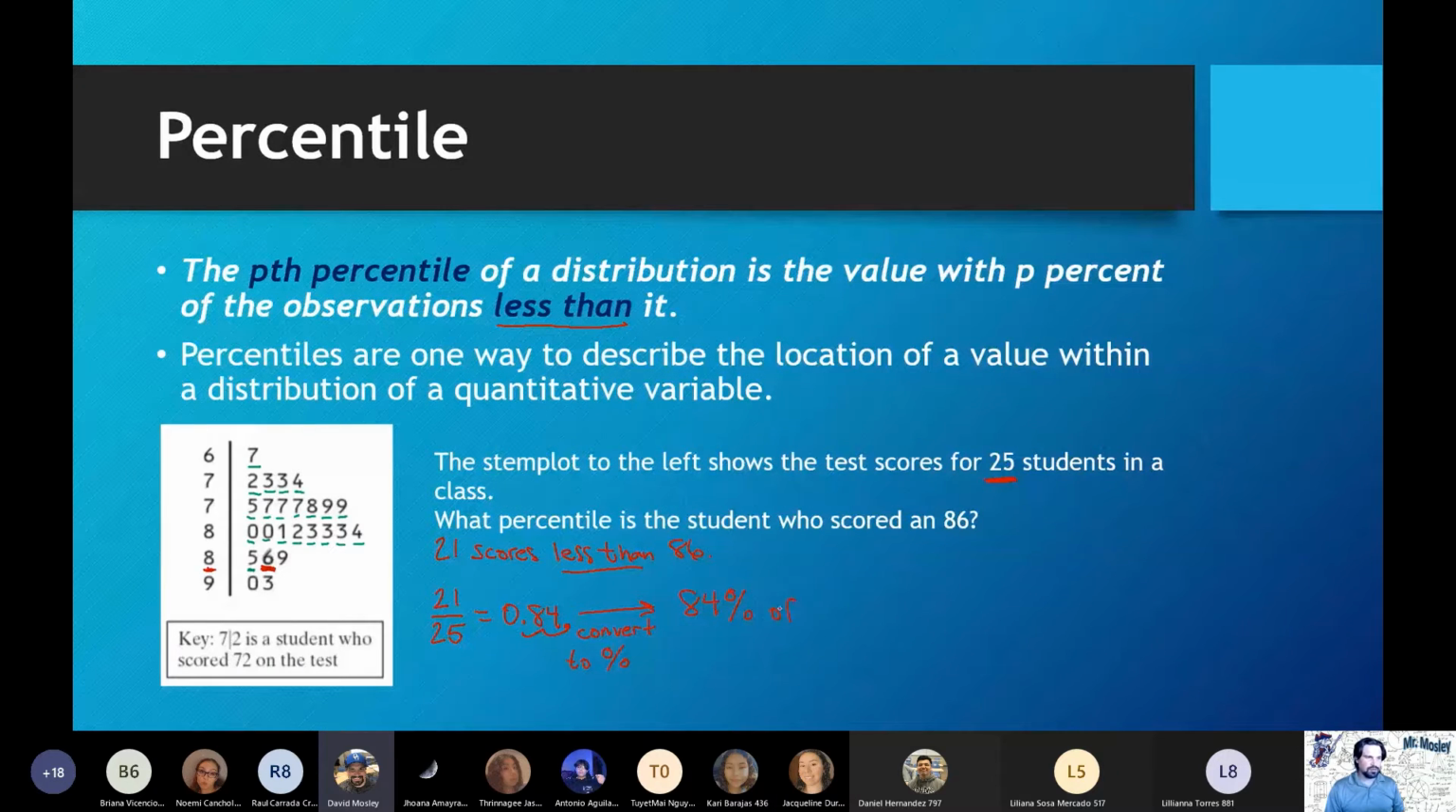So 84% of the scores are less than 86. Which then means the student who scored an 86 is at the 84th percentile.